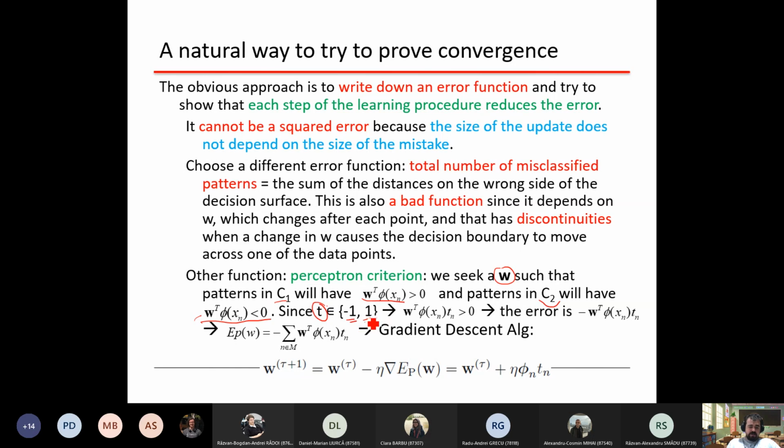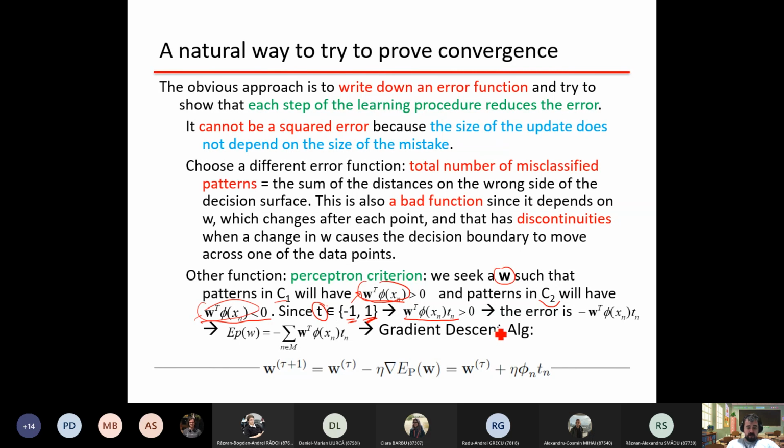So if you multiply the target with the evaluation of each point, this is positive, and multiplied by something that is equal to 1 should remain positive. This is negative, and if we multiply it with -1, again it should be positive. So if all the points are correctly classified, then what we should have is this formula: W transposed multiplied by phi of xn multiplied by the target should be greater than 0.